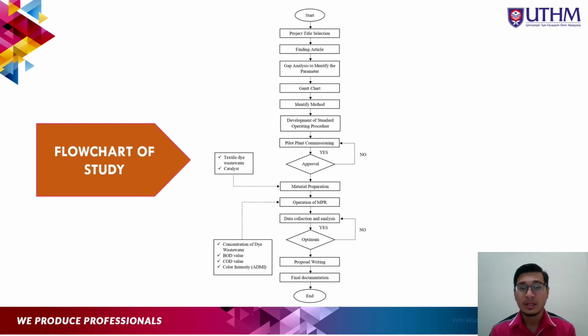Next, in material preparation, we prepare two types of material needed, which are textile dye wastewater and catalyst. Next is operating the MPR, which can generate concentration of dye wastewater, BOD value, COD value, and color intensity. Then we move to the data collection and analysis. If we get the optimum, we move to the proposal writing. If it isn't optimum, we collect the data analysis again, and after that it ends with final documentation.